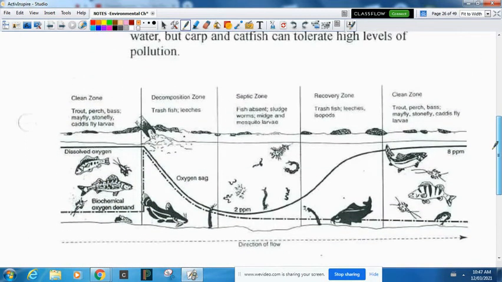And so here we have a sort of graph chart, and here's the clean zone, and then it gets clean again, and there's a decomposition zone. So in the clean zone, there's trout, perch, bass, lots of different macroinvertebrates. You can see the dissolved oxygen level is high and the demand for oxygen is low.